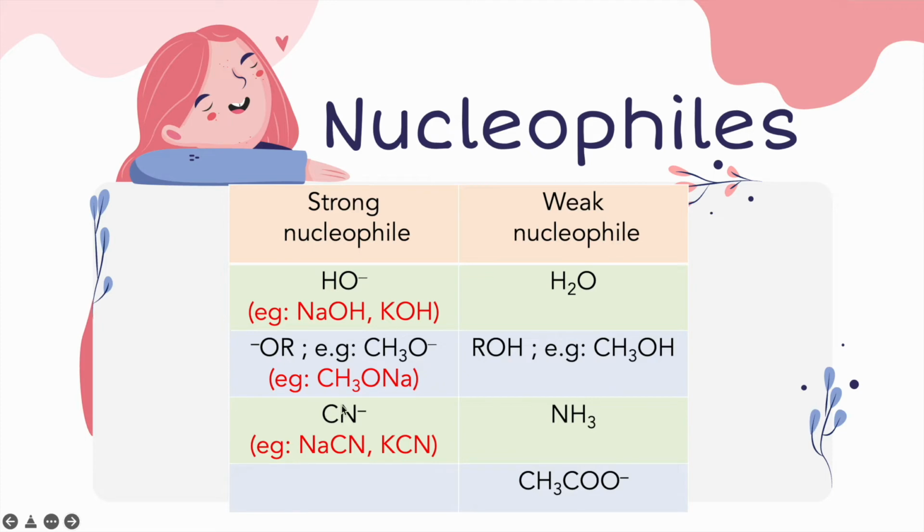Strong nucleophile, CN negative. This is from NaCN or KCN. And a weak nucleophile with an N atom, for example, NH3. Another weak nucleophile, CH3COO minus. This is an example of a weak nucleophile.